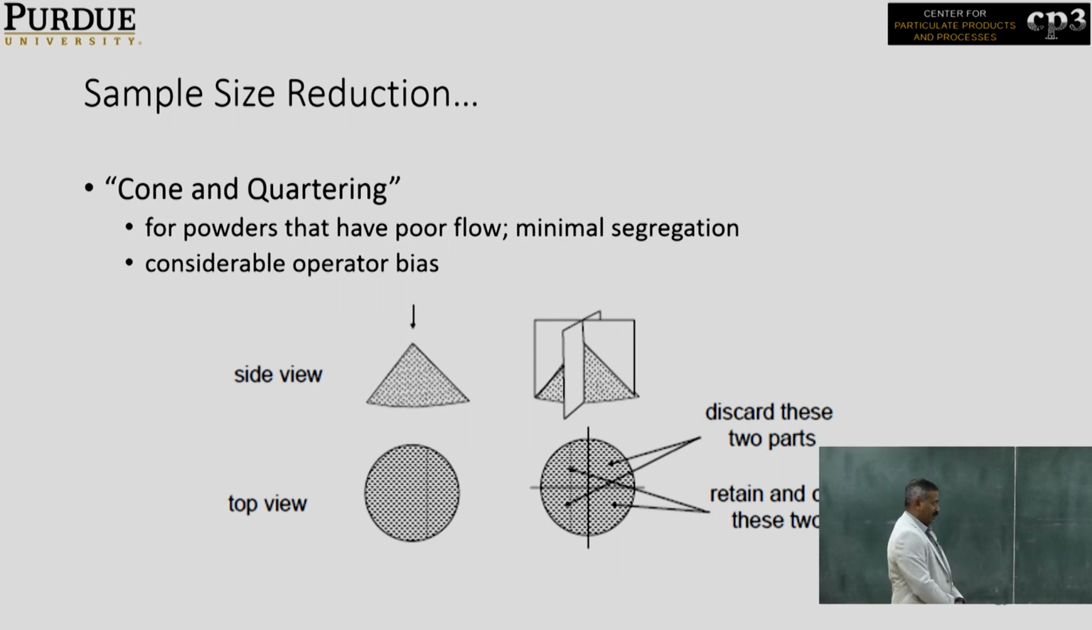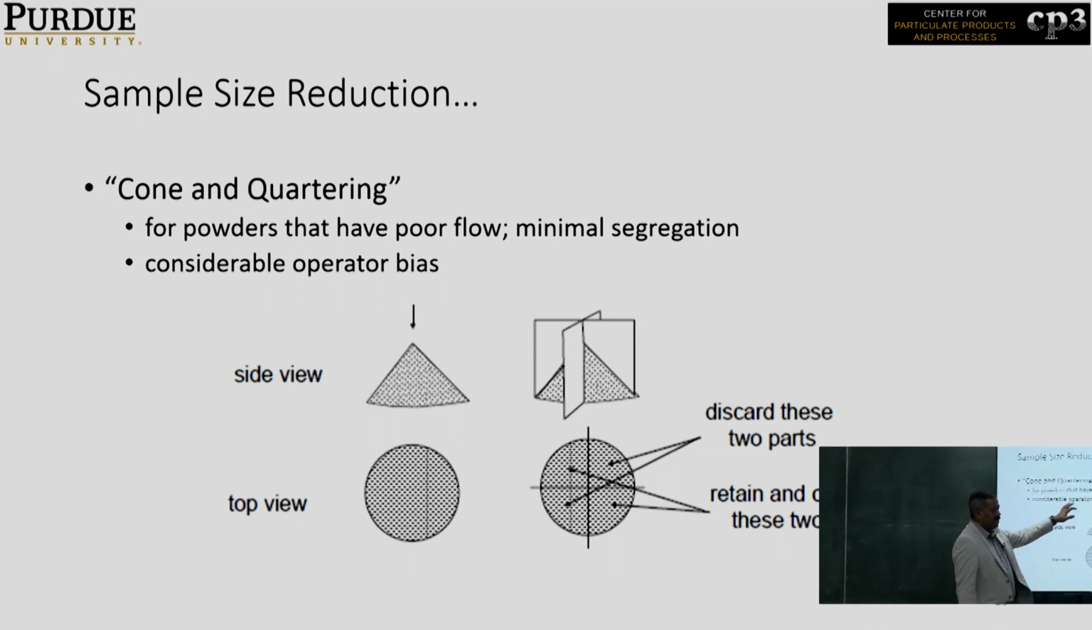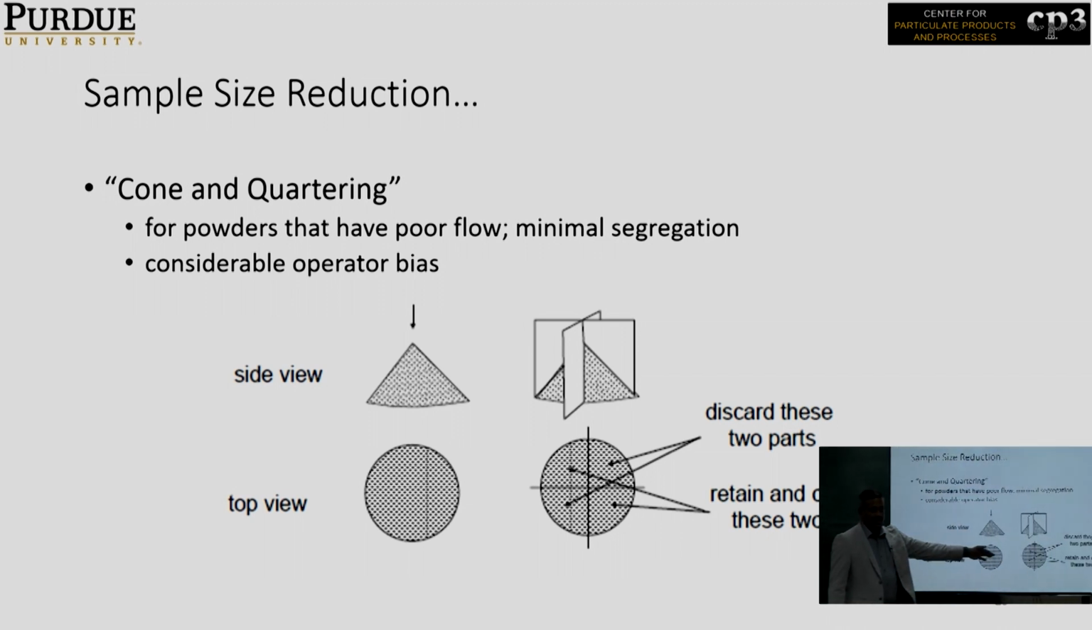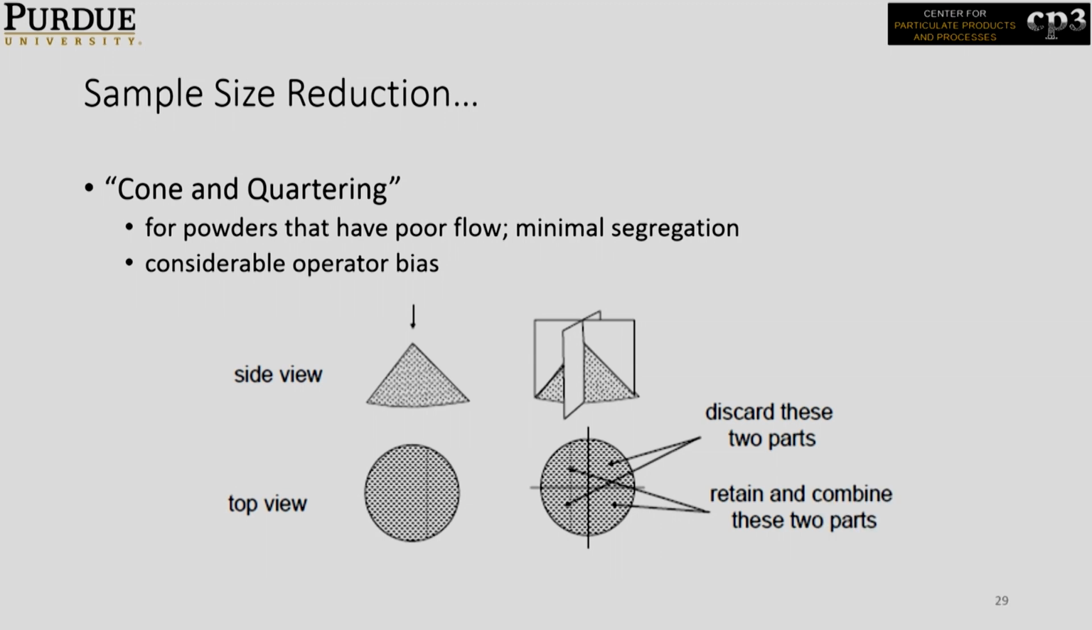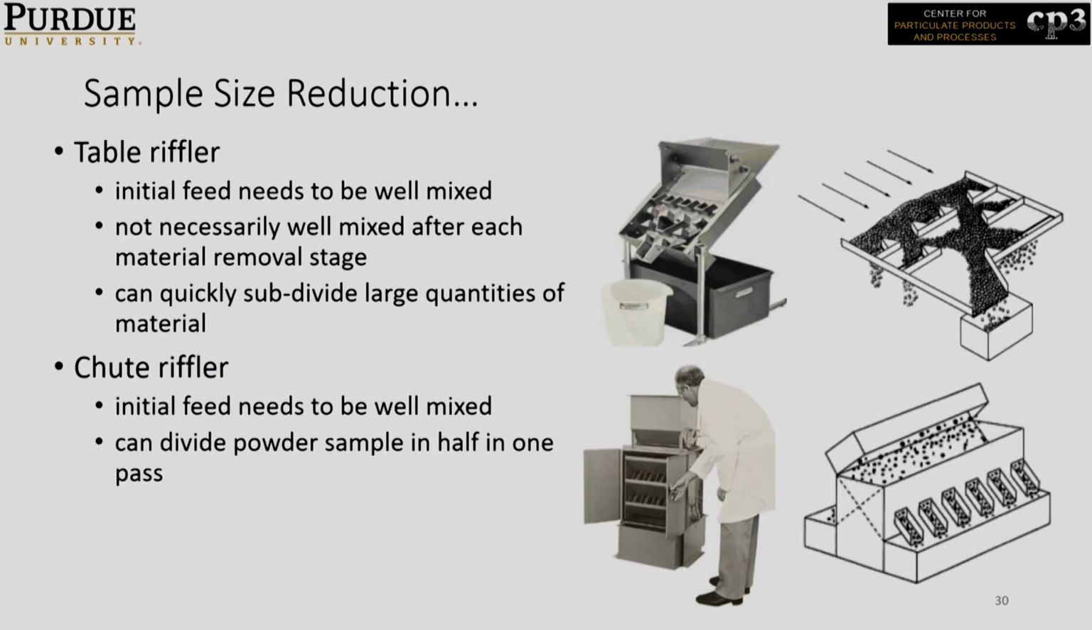That's one suggested method, but again, there will be lots of operator bias, right? How you make the cone matters. For example, in agriculture, if you are piling lots of soil, how will you pile the soil? The type of soil and the method of piling will define how you cone and quarter. Table rifflers and chute rifflers are very common.